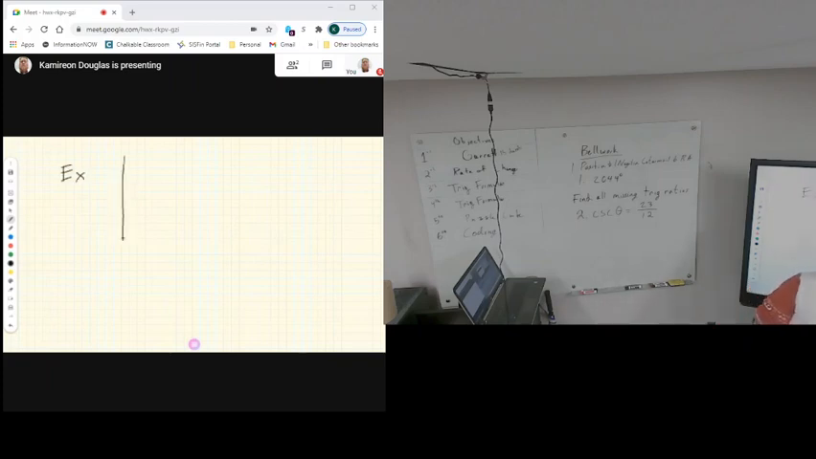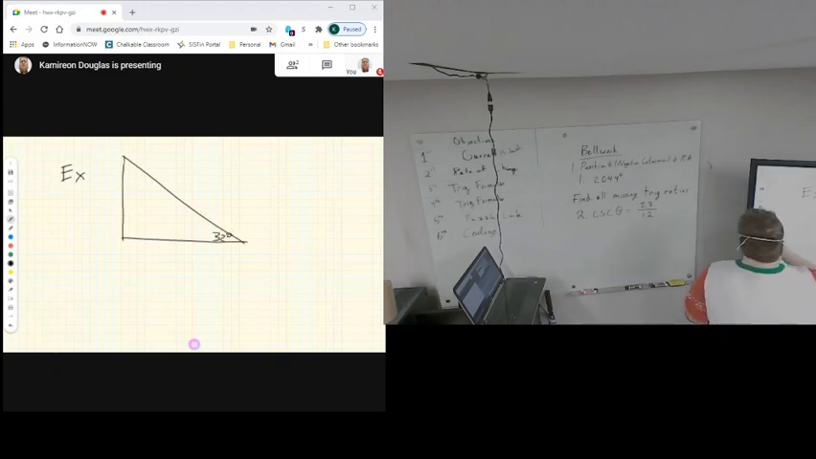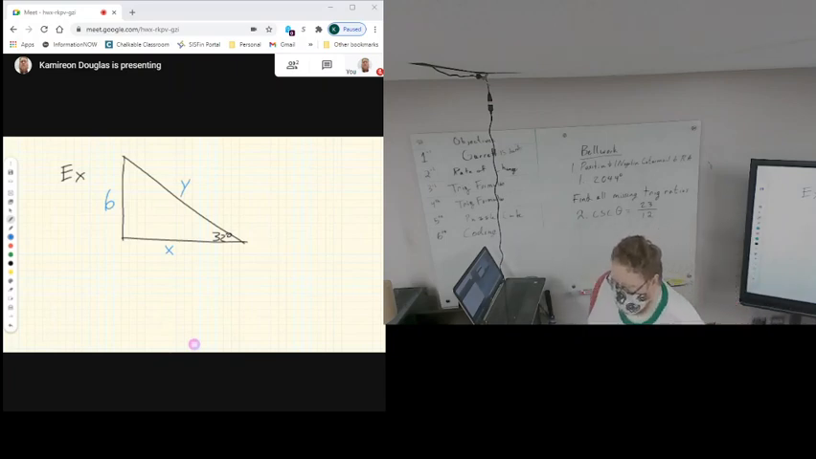I build myself a triangle. I throw a random number in the corner. Let's call it 32 degrees. And I give one of the sides a number value. Let's call it 6. X, Y. And I tell you in the instructions, find both missing sides.